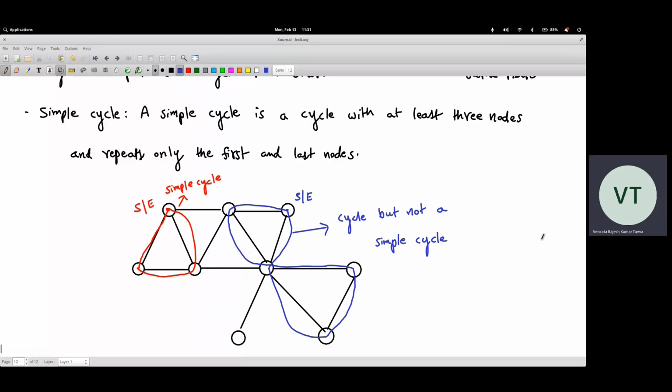All right. So let's stop here. Everything here is a path. Simple cycle is a path. Complex cycle is also a path. But none of them are simple paths, because in a simple path, you should not have any repeating node, not even the beginning and ending node.